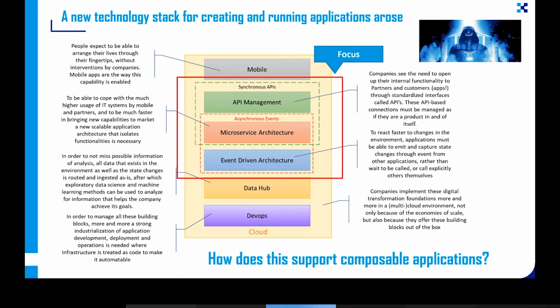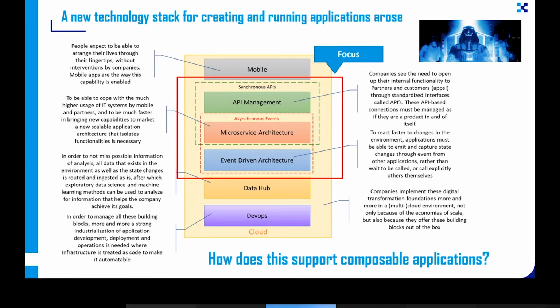So a completely new technology stack for creating and running applications arose, where you start obviously from the big driver, which is mobile, where we now want to interact with all our customers in a much more intimate fashion, remotely, in a digital way and with self-service. We need to open our internal functionality also to these customers, but also to third parties. That's something that we do through APIs, where we need to be able to cope with the much higher usage of IT systems, because now suddenly all our customers and partners become users of our IT systems, and they use it not once every month, but every day, basically. So we need much more scalable application architectures, but also much more modular architectures, so that we can bring new functionalities faster to the market.